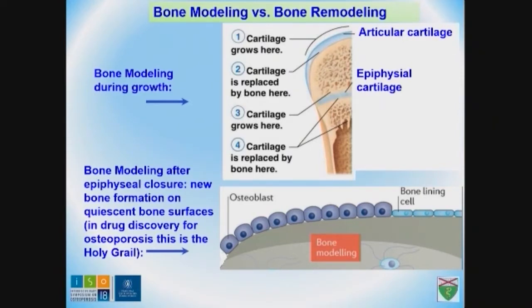After epiphyseal closure, one of the very important things that people are hoping to do in drug discovery is stimulate new bone formation on sites where there has not been any active resorption. So quiescent bone surfaces where we're going to form new bone. And we'll talk about how that might occur a little later on. So modeling we usually think of during bone growth, but modeling after epiphyseal closure is new bone formation on quiescent bone surfaces. In drug discovery for osteoporosis, this is the holy grail. That is, bone lining cells that are normally present on quiescent bone surfaces turning into bone-forming cells.